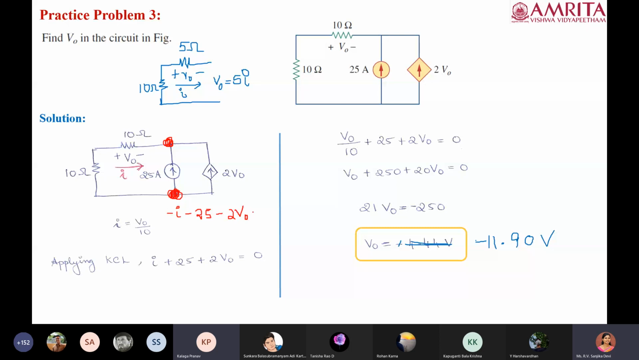Okay, but as per the polarity they have given, I assumed the direction to be this one. Only when there is a drop does the polarity have to be this way, plus minus. But the answer tells us that the polarity they have given is not correct. It has to be the opposite. But initially we do not know.